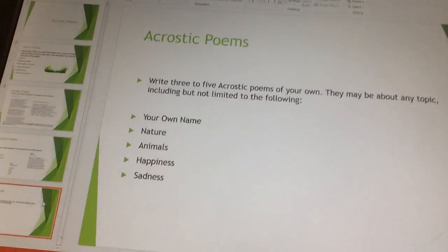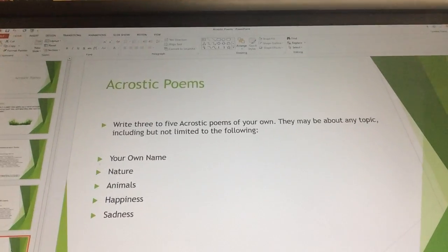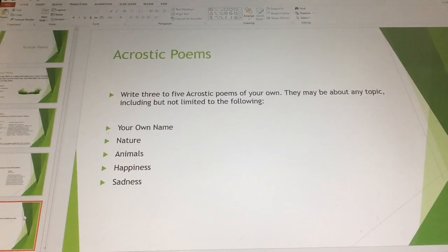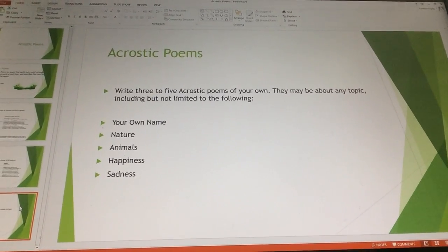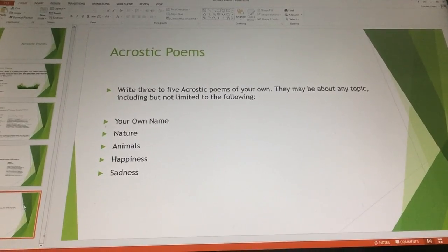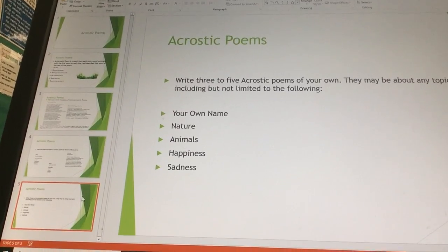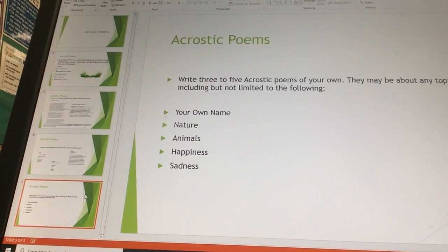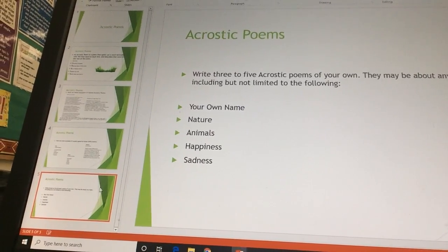And then for the students that are doing the packets, this is what I'd like for you to do. So I'd like for you to write 3 to 5 acrostic poems of your own. And they can be about any topic, because poetry is about anything within the realm of human experience. But some suggestions are to do your own name, do something about nature, do something about animals, do something about happiness, or do something about sadness. But those are just suggestions.